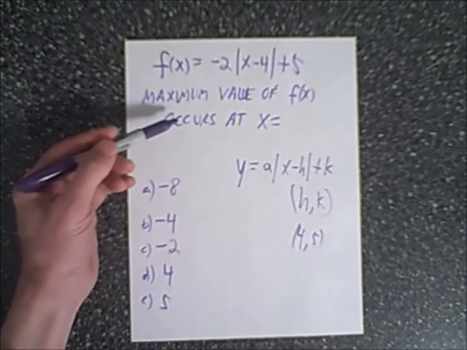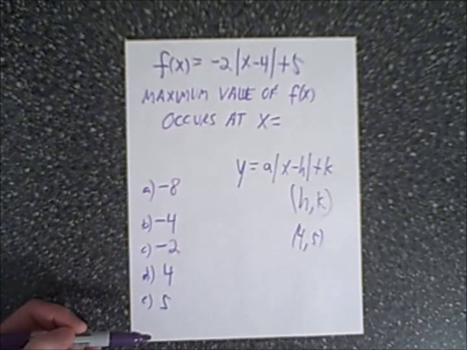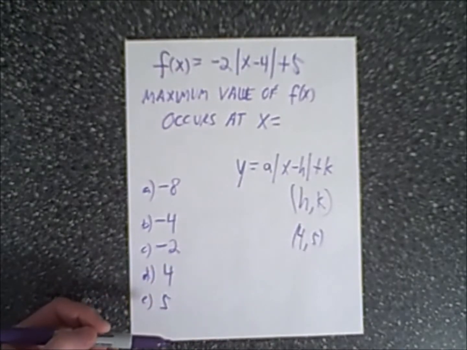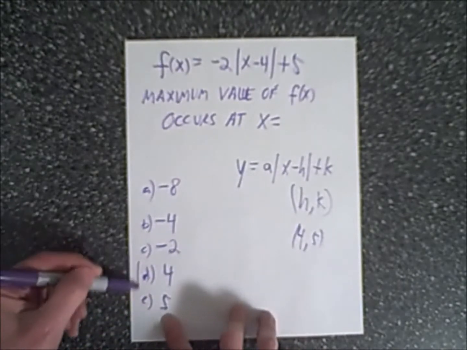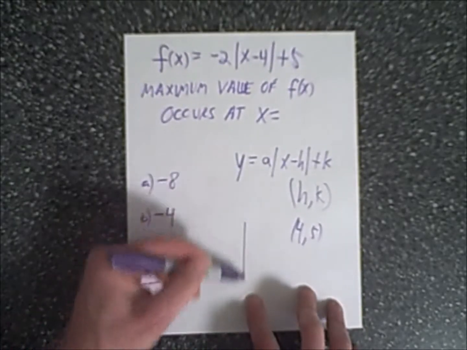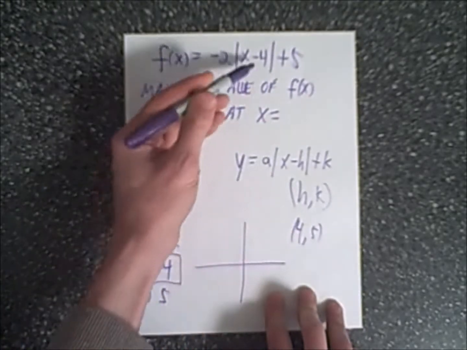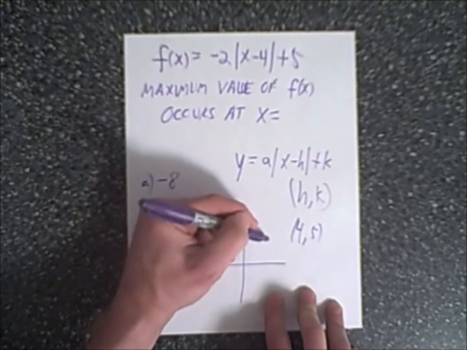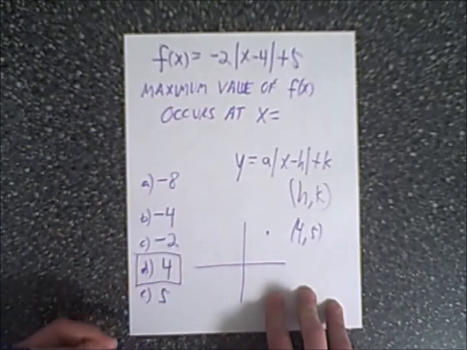Therefore, the vertex is going to occur at 4, which is the maximum value, and our answer is going to be D, 4. And we can do a quick sketch to verify that. If we plugged in 4, we would get -2 times 0 plus 5. Right here is (4, 5).